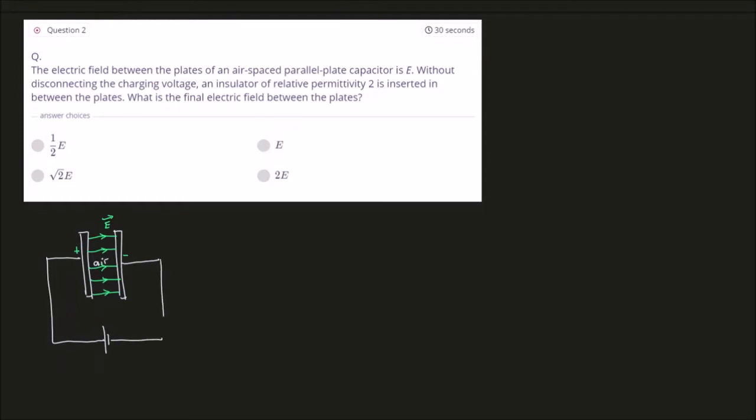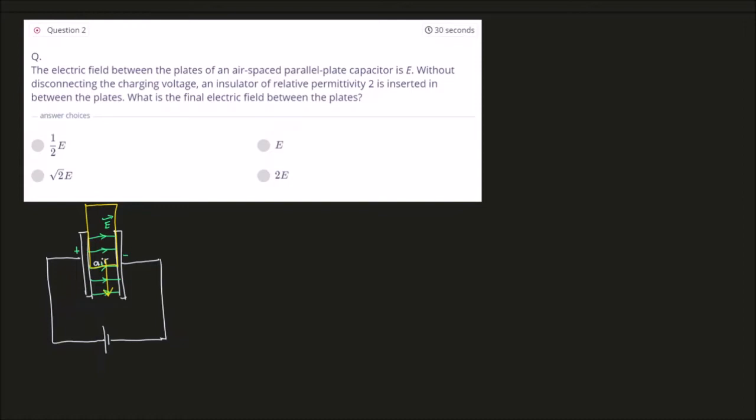Okay, the battery is still there. So an insulator of relative permittivity of 2 is inserted in between the plates. So I believe you have some kind of a dielectric here that is now being inserted in between the two plates. So it's being brought in here. So what would they ask for? The final electric field between the plates.